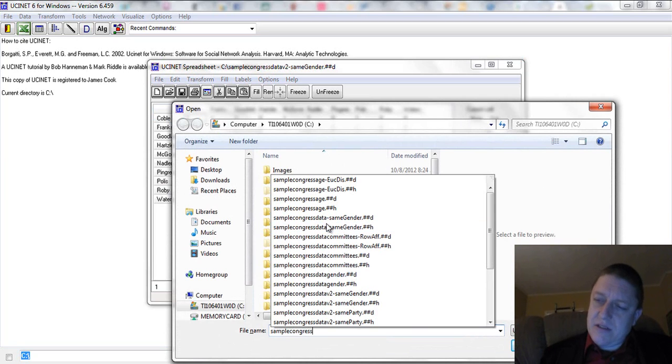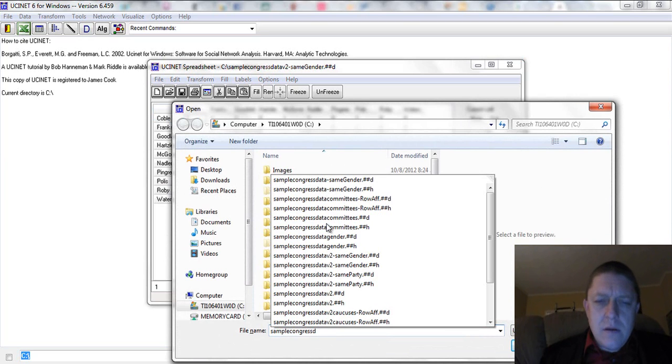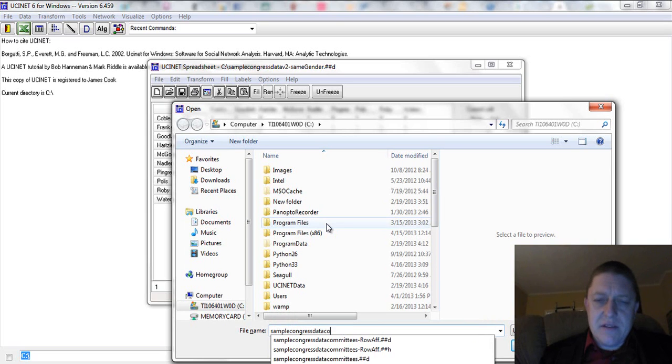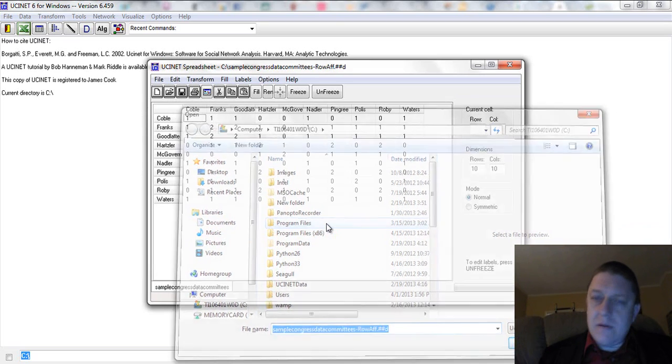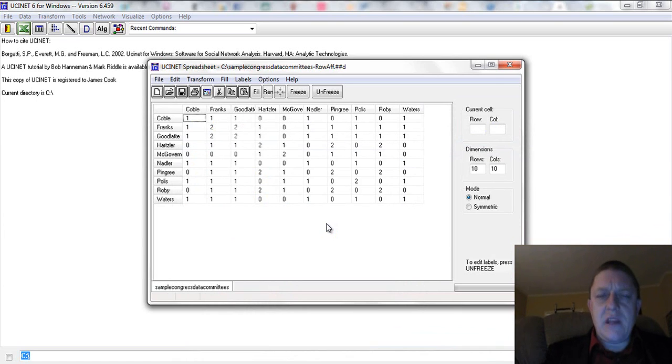Sample Congress Data Committees. Now you can see by the suffix, if you've run UCINET a while, that I did a row affiliations command in order to get this information.